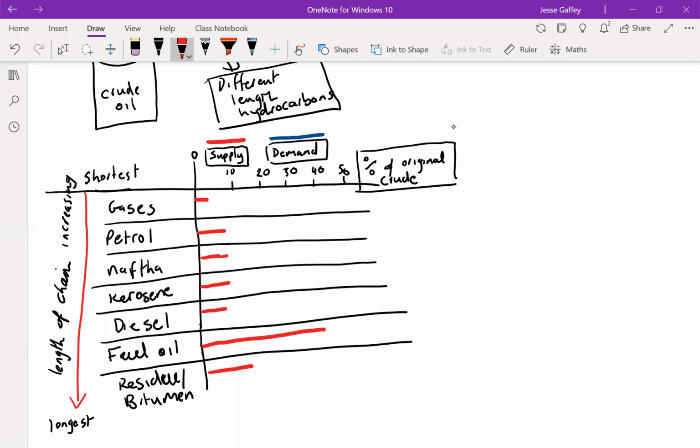It is clear from the graph that the gases, the petrol, the naphtha, and the kerosene are in short supply. The diesel is also in short supply. The fuel oil and the bitumen are in a much higher supply. So it is clear that the fuel oil has the highest supply out of all of the fractions, while the gases have the lowest supply. You can see that petrol, naphtha, kerosene, and diesel oil all have a similar supply.